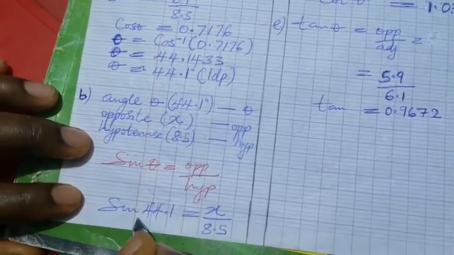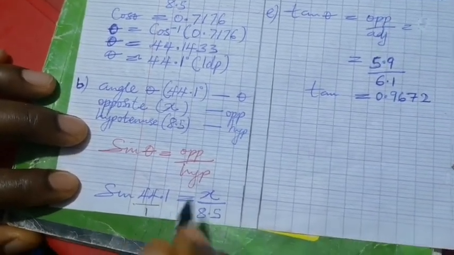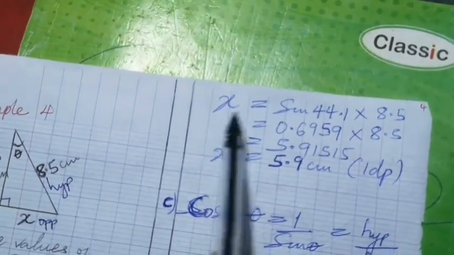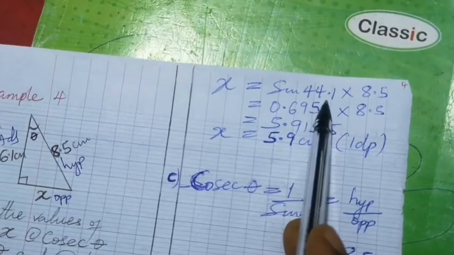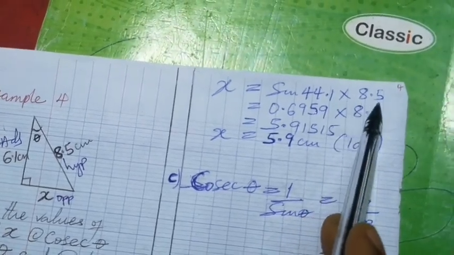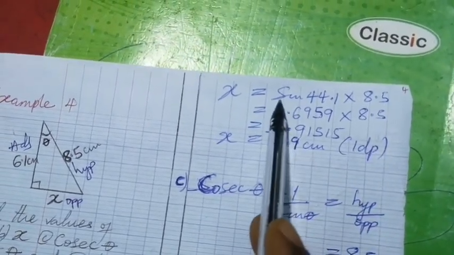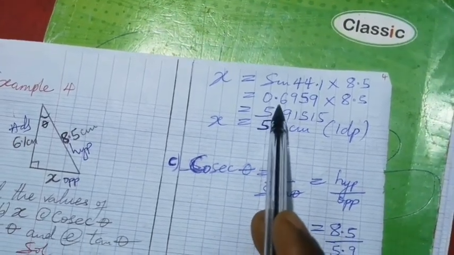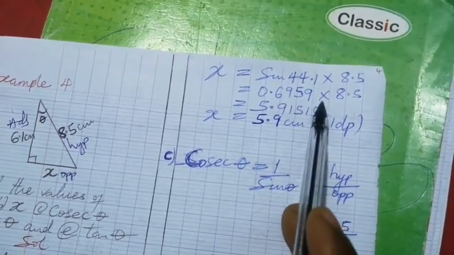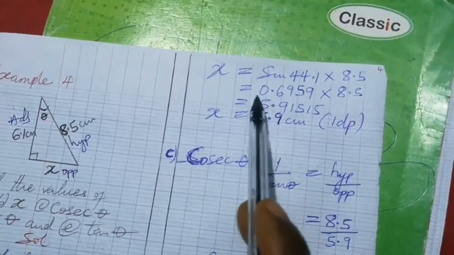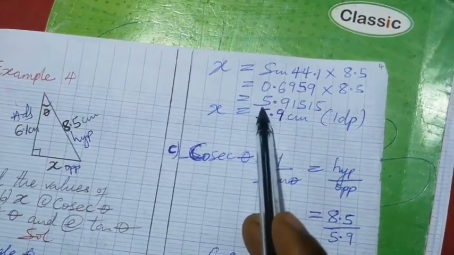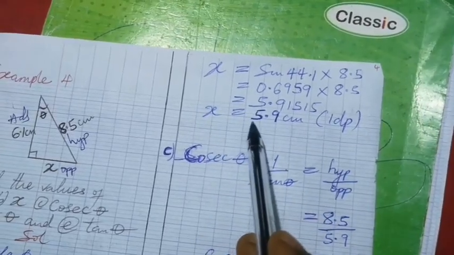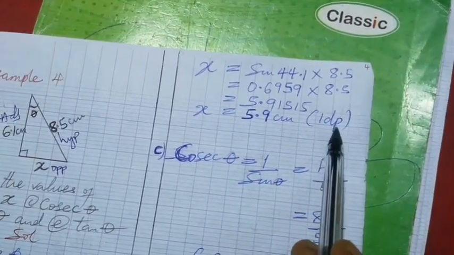Now since we are looking for the value of x, we just cross multiply so that our x is equal to sin 44.1 times 8.5. So the value of sin 44.1 is 0.6959, then times 8.5. When you multiply these two numbers, it will give you 5.91515, approximately 5.9 to 1 decimal place, okay?